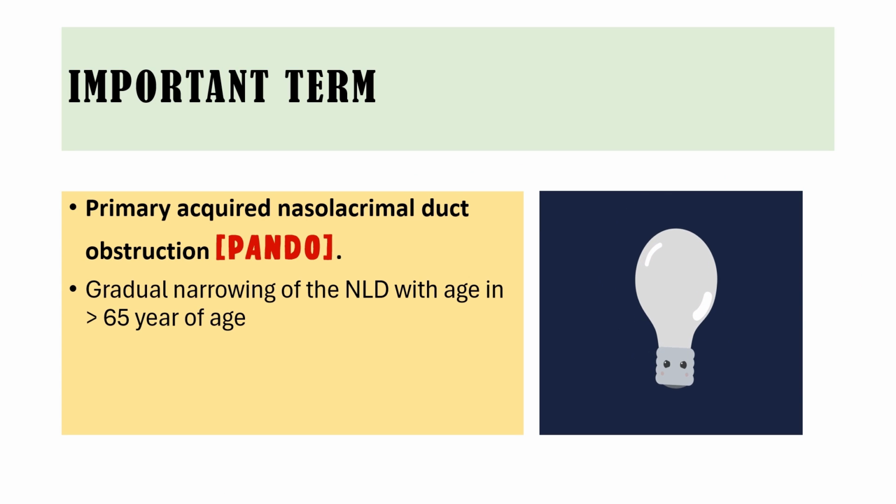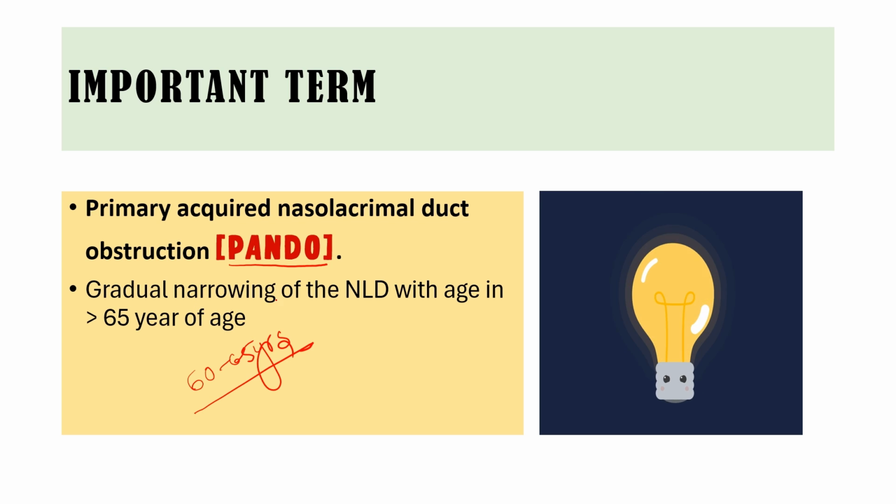Here, an important abbreviation that we all must know is PANDO, which stands for Primary Acquired Nasolacrimal Duct Obstruction. As I told you, as the age increases above 60 to 65 years, there is gradual narrowing of the nasolacrimal duct with age, and this condition is called primary acquired nasolacrimal duct obstruction.